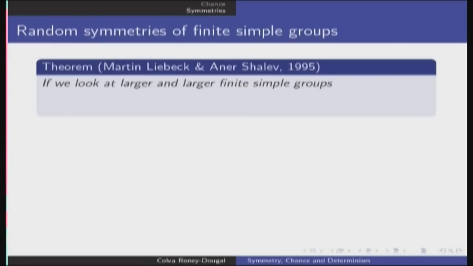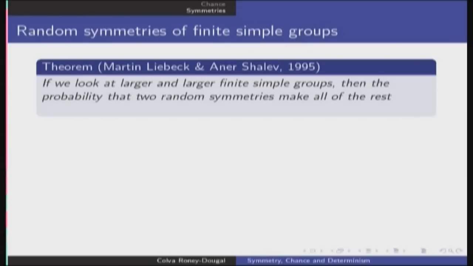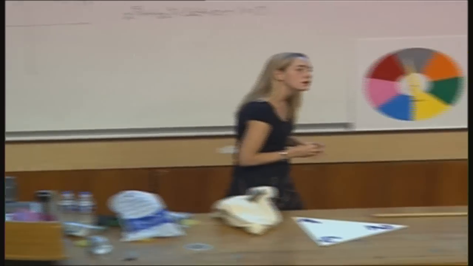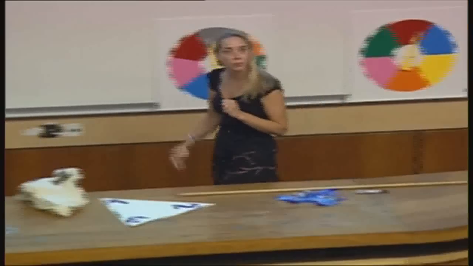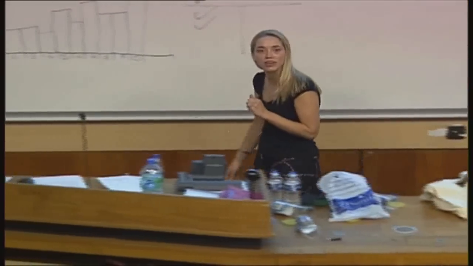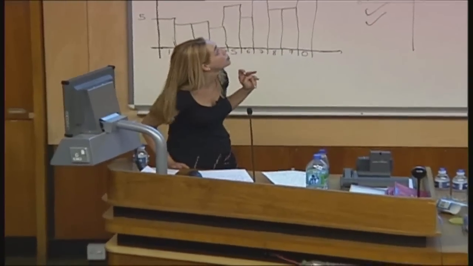All right, let me draw this all to a close then by talking about random symmetries of finite simple groups. Back to the tennis ball game. So Martin Liebeck and Aner Shalev were able to say that if you play the tennis ball game with bigger and bigger simple groups, then the probability that I would win gets closer and closer to 1. No matter what odds you wanted me to give you for the tennis ball game, I could find a group that's big enough that I would definitely win if we played the tennis ball game with that group. This is a beautiful theorem.